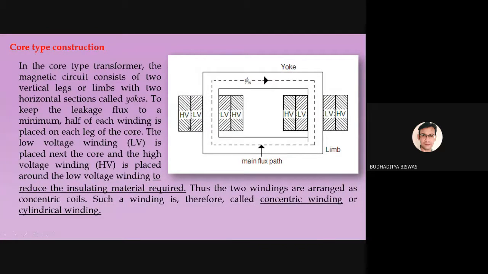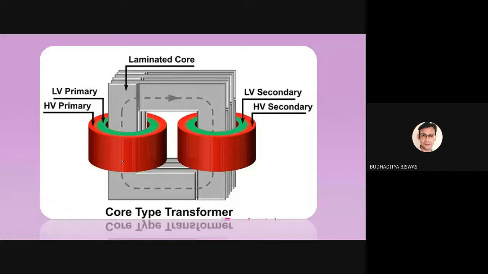Why? Whatever I'm saying is written here. So the question is, why is the low voltage winding placed first? Why not place the high voltage winding on the limb first, and then the low voltage winding? Why is this low voltage winding, this green color winding, placed first, then the high voltage winding?